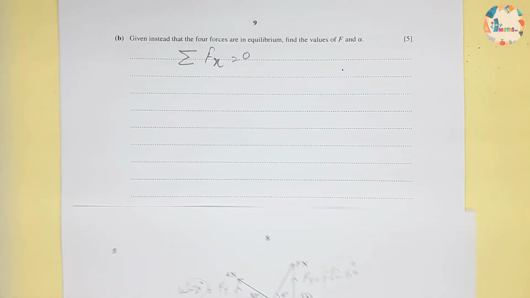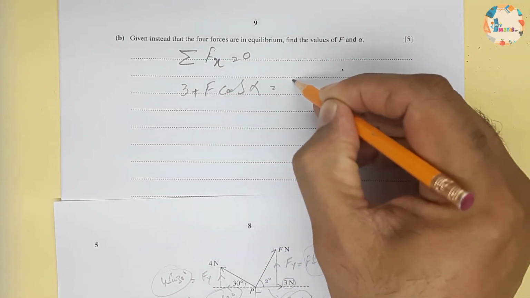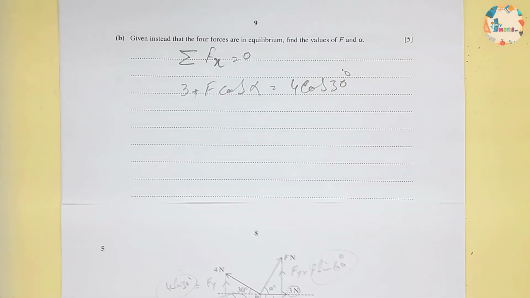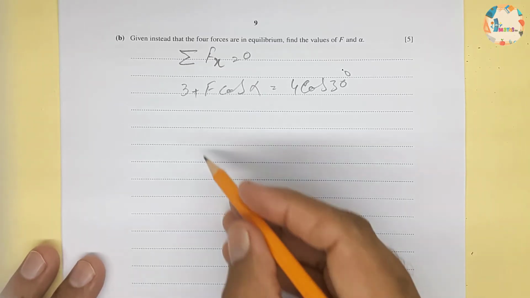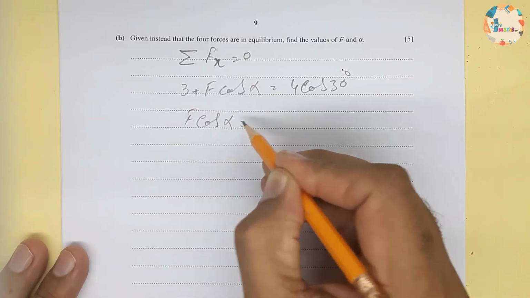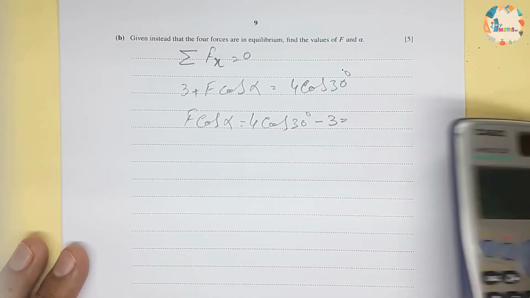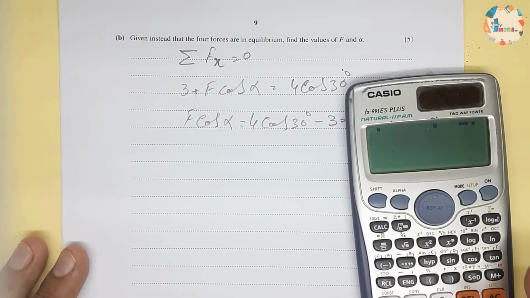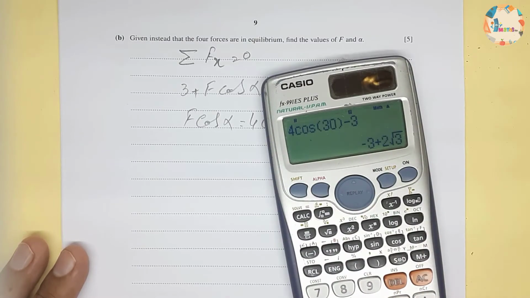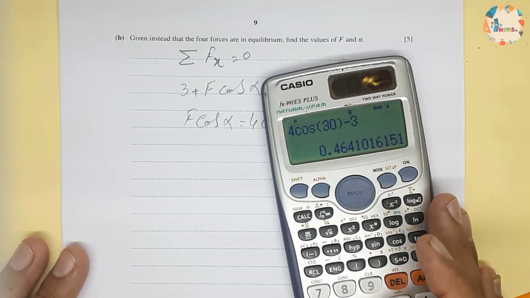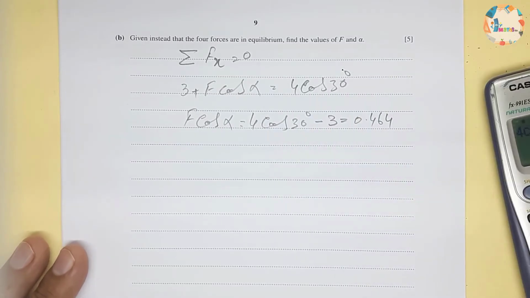So we'll equate them. We will write here 3 plus F cos alpha is equal to 4 cos of 30 degrees, and now we can find the value. F cos alpha will be equal to 4 cos 30 degrees minus 3, and we can calculate this, and this is given as decimal value 0.464. I will be keeping the numbers on the calculator so that we can utilize them next.